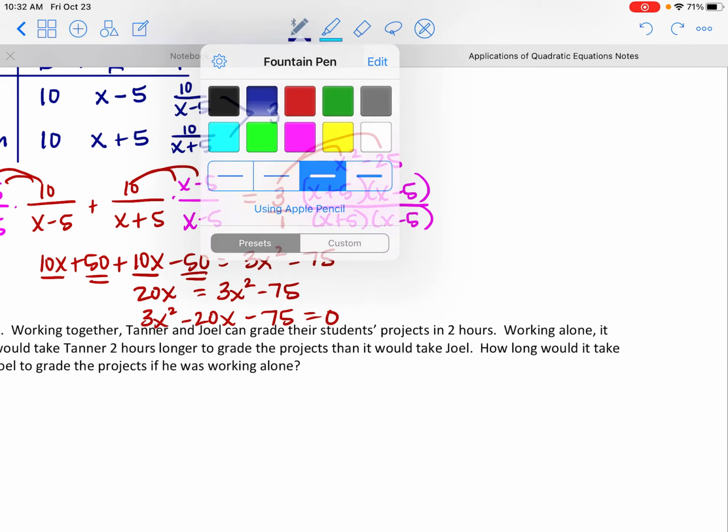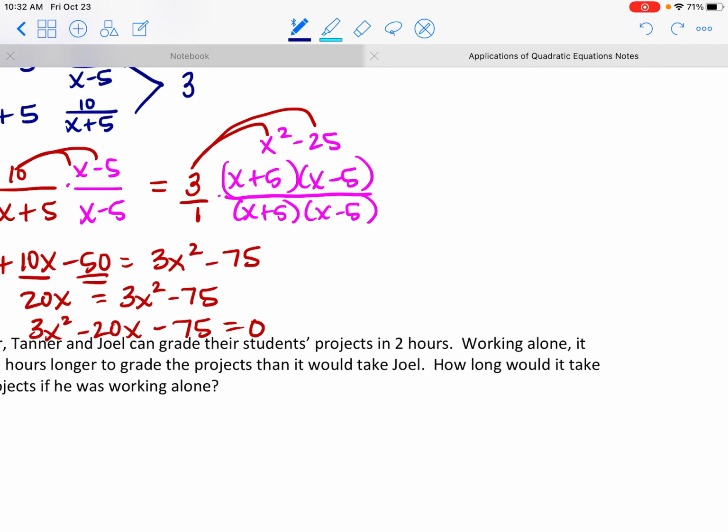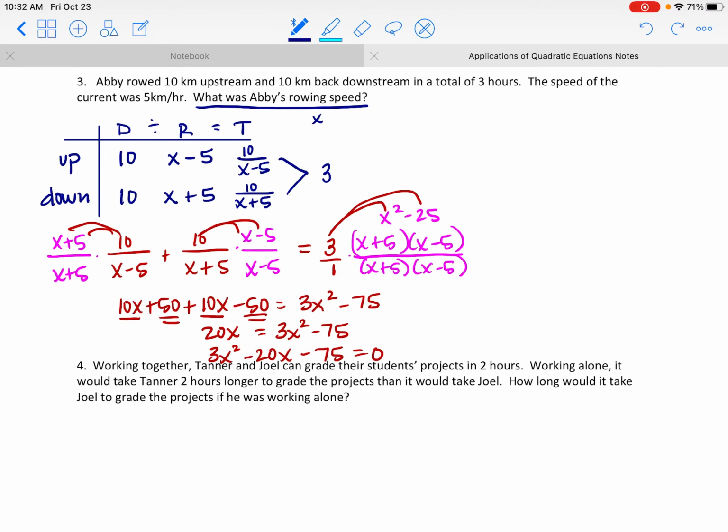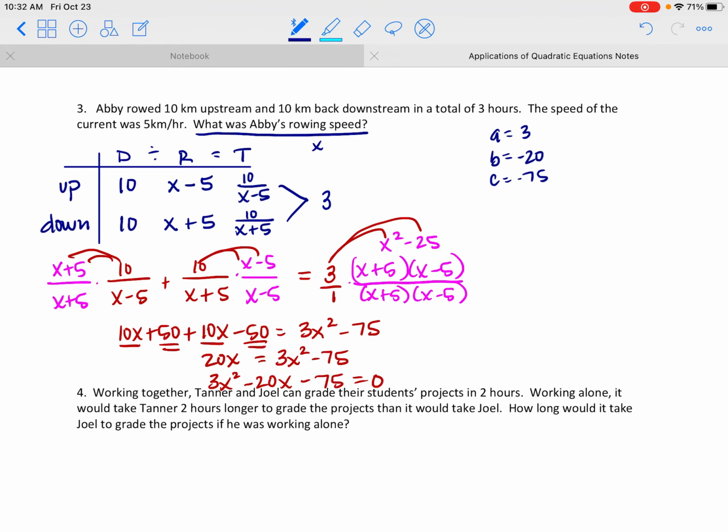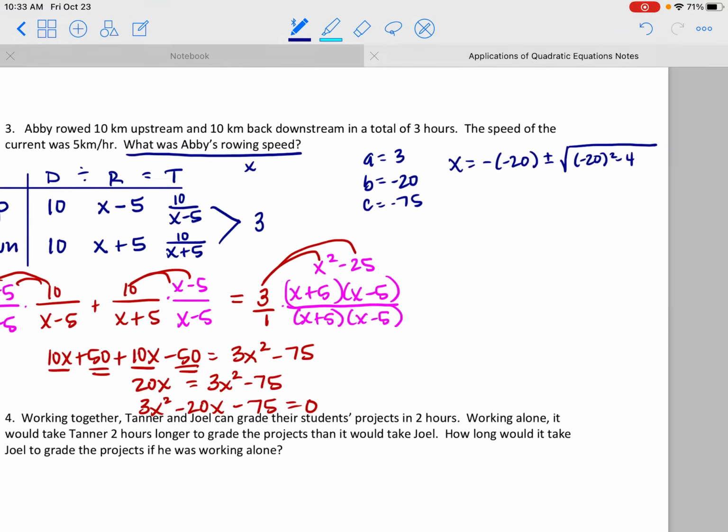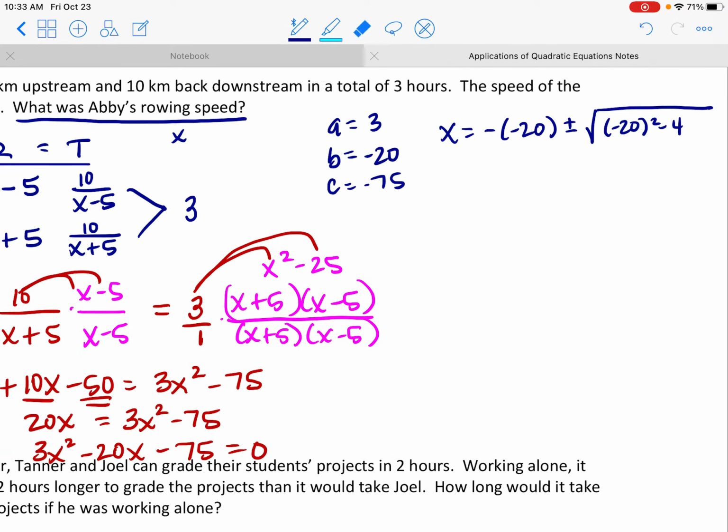So for our quadratic formula, we're going to be plugging in a equals 3. We're going to be plugging in negative 20 for b, and then c is going to equal negative 75. X is going to equal negative b plus or minus the square root of b squared minus 4. No space. Probably happening to you too, right?